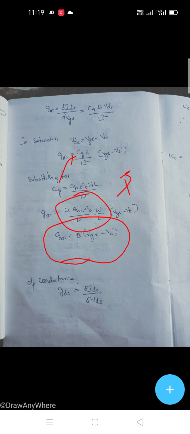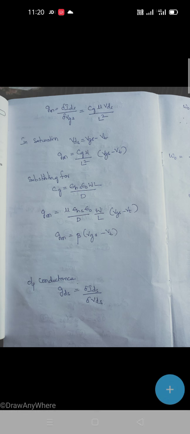Here, if we see this equation, we can increase the GM factor by increasing the width, but that will also increase the input capacitance, that is Cg, and the area occupied. If we increase the width, the capacitance Cg also increases and the area occupied will also increase. This is the derivation for the transconductance GM. And also they asked about the output conductance.